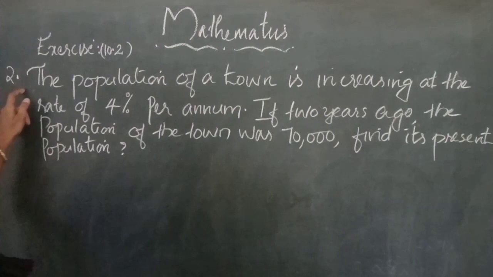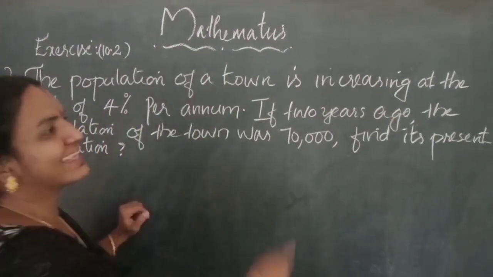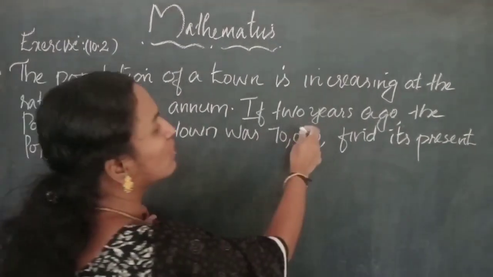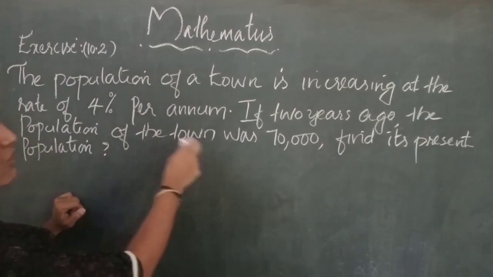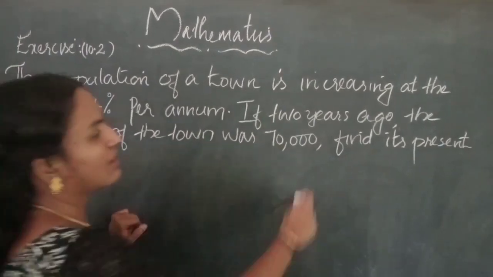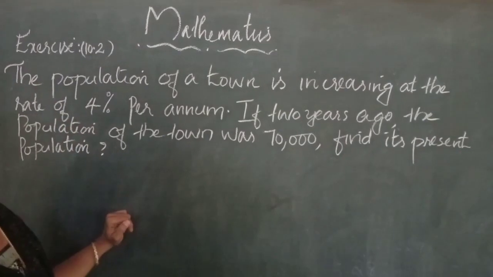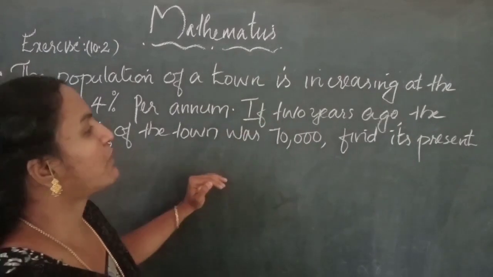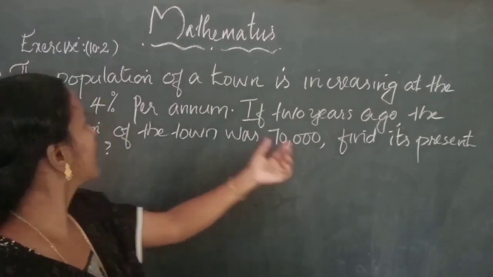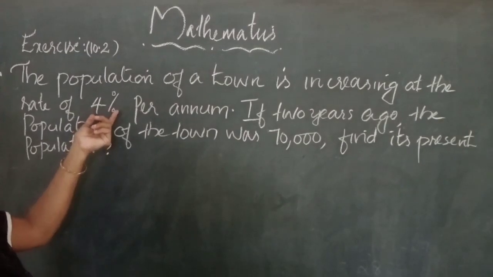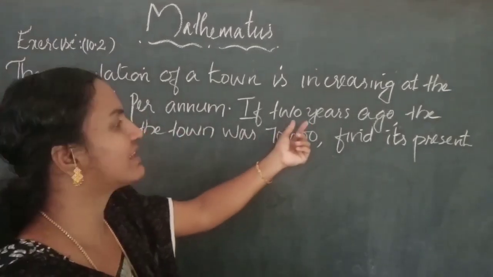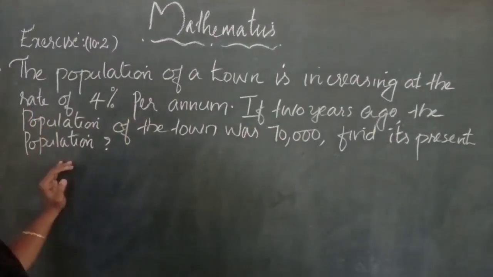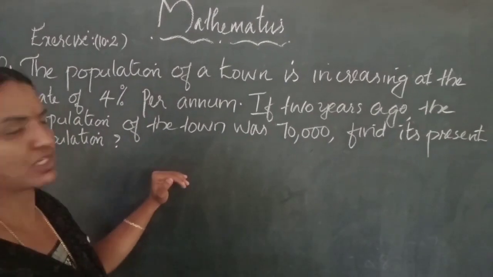Next, question number 2. The population of a town is increasing at the rate of 4% per annum. If 2 years ago, the population of the town was 70,000, find its present population. So what is given? Before 2 years, the population of the town was 70,000 and the rate is 4%. And the time, that means n, is equal to 2. We have to find the present population.